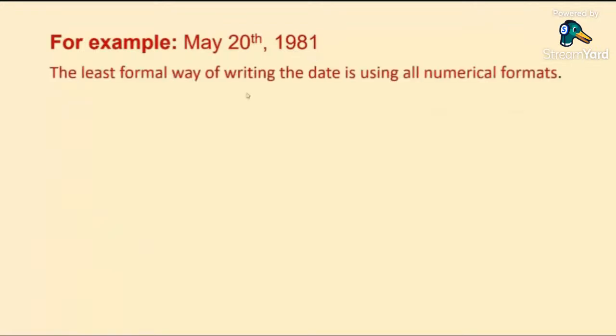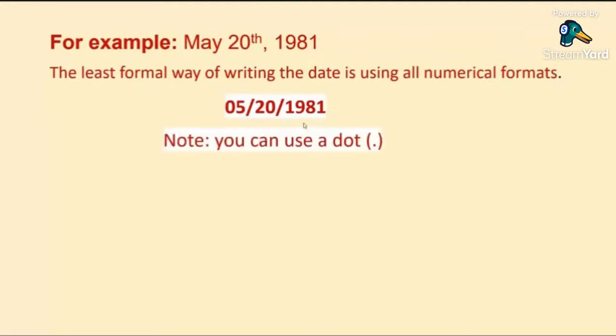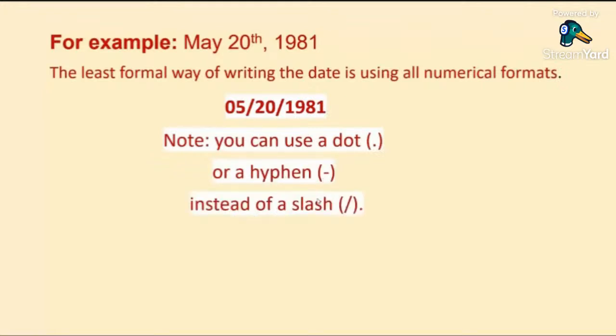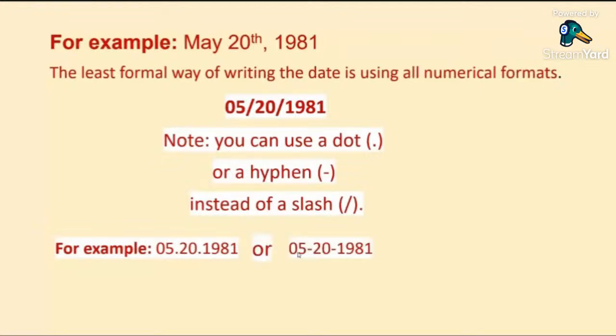The least formal way of writing the date is using all numerical formats. Example, 05/20/1981. Note, you can use a dot or a hyphen instead of a slash. For example, 05.20.1981.